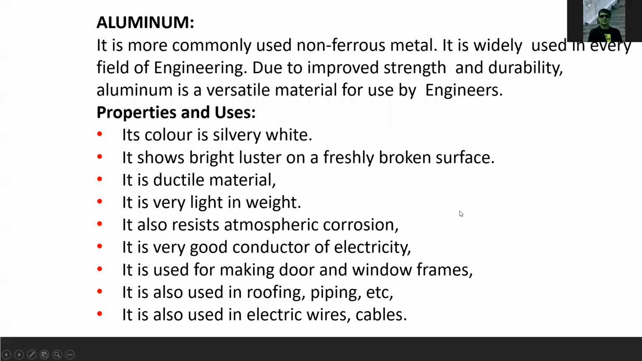Non-ferrous metal, we have aluminum, as I've explained earlier. It is commonly used as a non-ferrous metal. Its color is silvery white. It's a ductile material. It is very light in weight. It's a very good conductor of electricity. It is used for making doors, window frames, roofing, and piping.